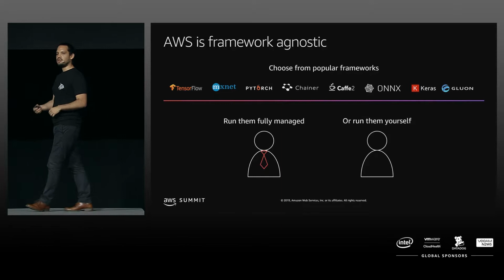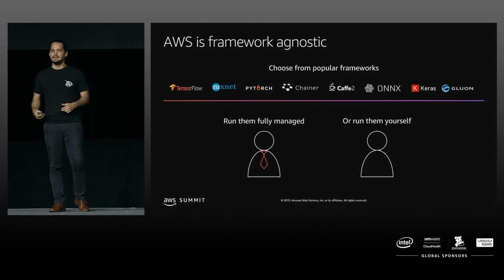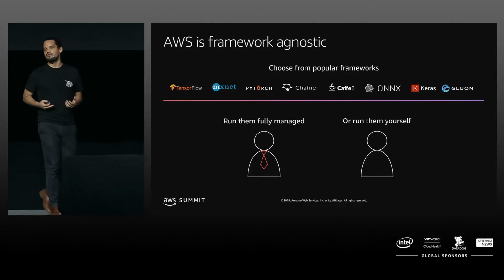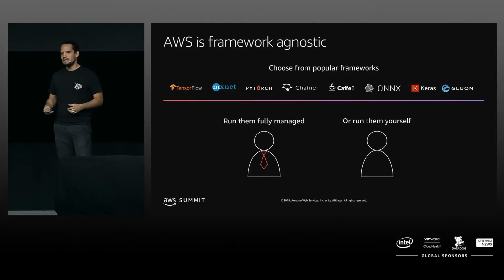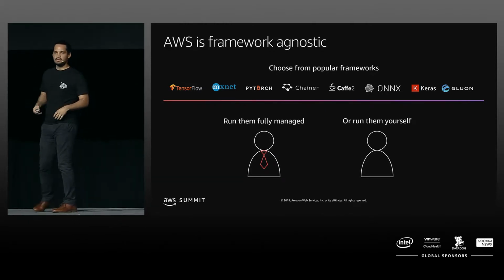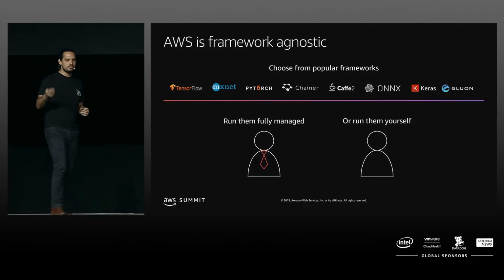So let's talk about the deep learning frameworks that are supported by AWS. We normally say that AWS is framework agnostic, and this means that explicitly or implicitly, we do support all of the deep learning frameworks. Natively, SageMaker, for example, supports the more popular frameworks like TensorFlow, MXNet, PyTorch, Chainer, Keras. And this will be out of the box.